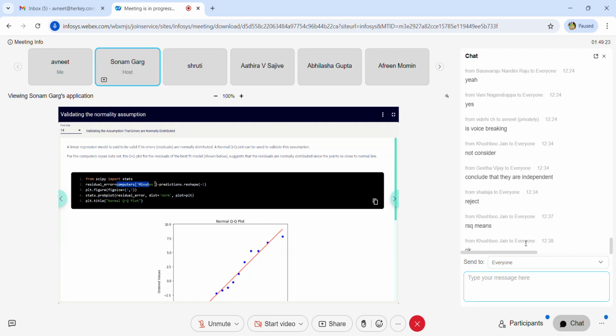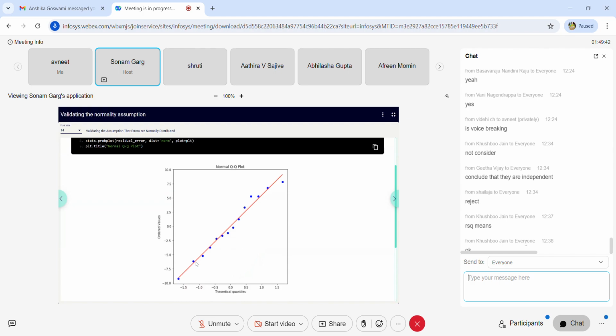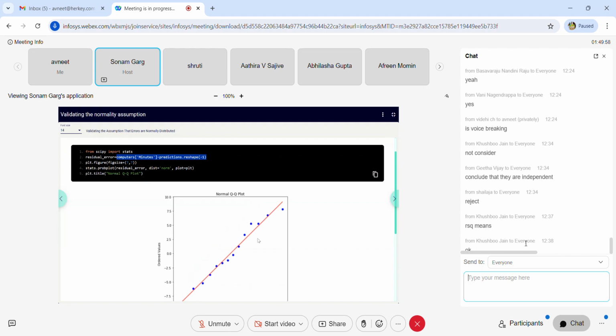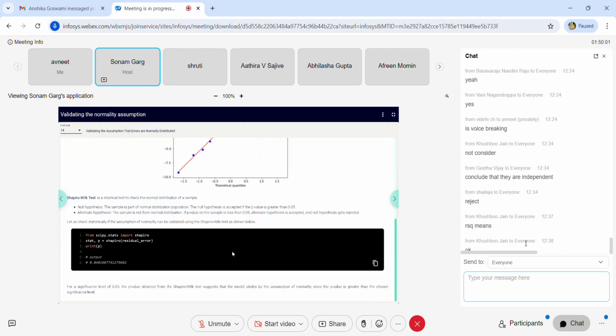See, these are the original values, computer minutes. That means the original y values minus the predicted values, that is the y hat values. So this becomes the residual errors, and we are plotting these errors using a prob plot, checking for normal distribution. If these dots, the blue dots, are almost aligned towards this red line, they are almost close to it, which shows that the data is quite normally distributed. This is one way to check using QQ plots.